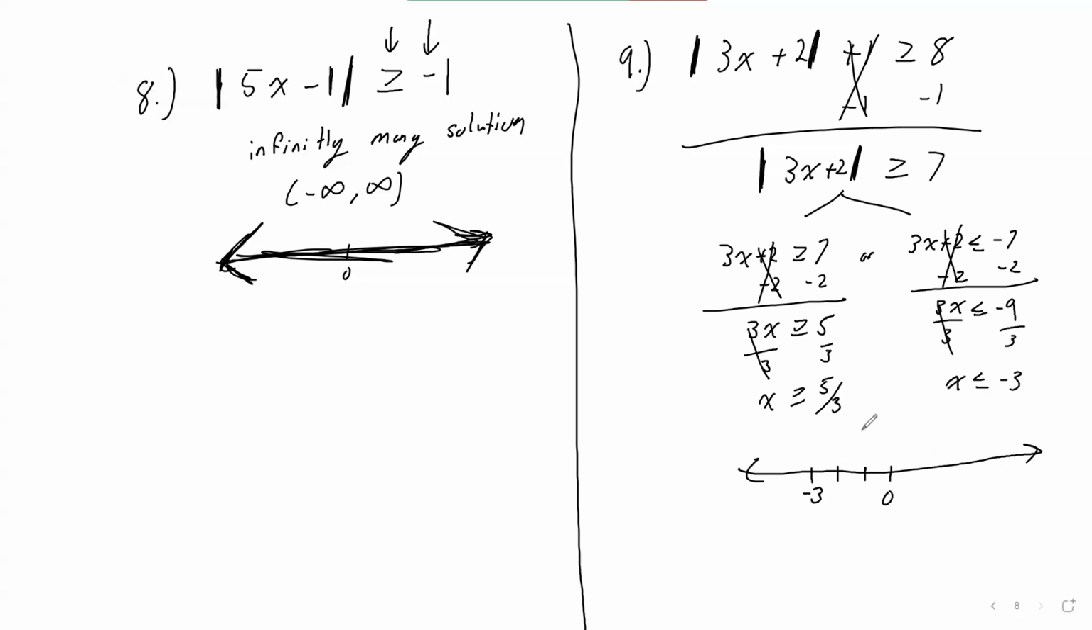So now when I graph it, 5/3 is 1.67, or 1.6 repeating. That's going to roughly be about right here. Will it be a parentheses or bracket? Bracket. And what direction will it shade? Very good. -3, parentheses or bracket? And which way will it shade? To the left.